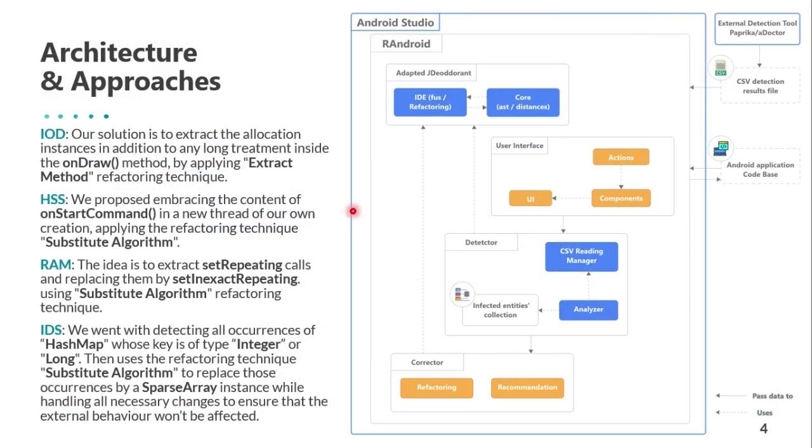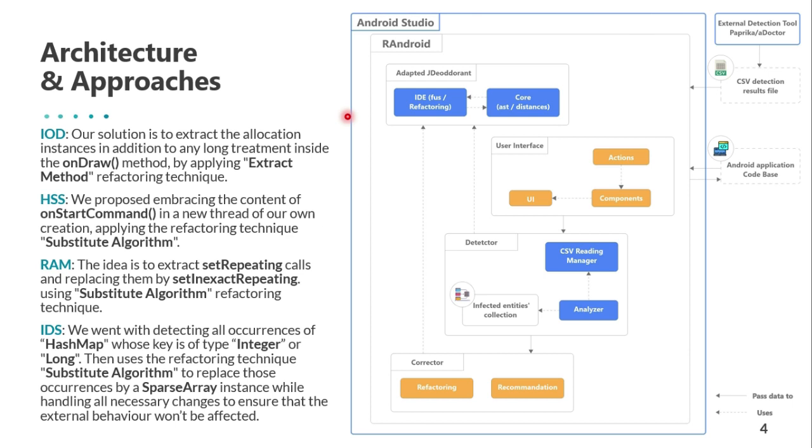After studying each code smell and then understanding its triggers and the problem it causes, we decided to apply refactoring based on the techniques proposed by Fowler and already implemented in JDeodorant, like extract method, substitute algorithm, and other techniques. We proposed a different approach for each code smell.